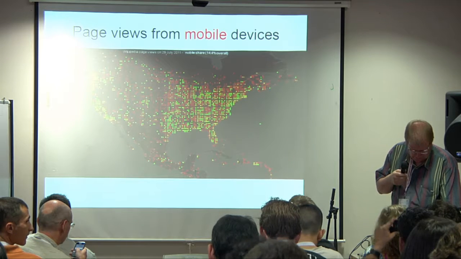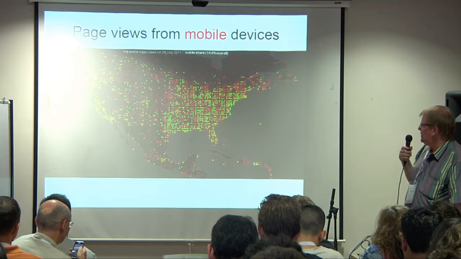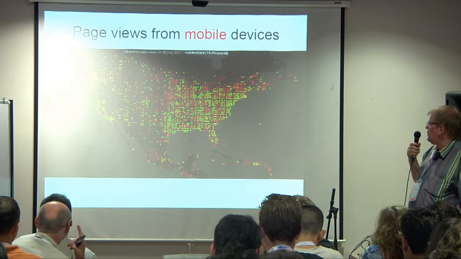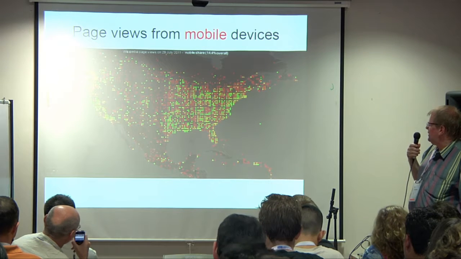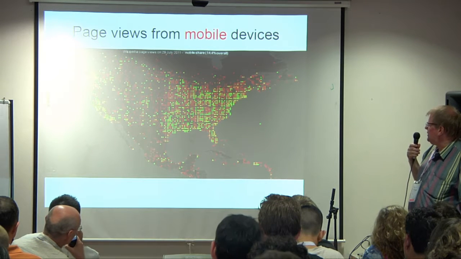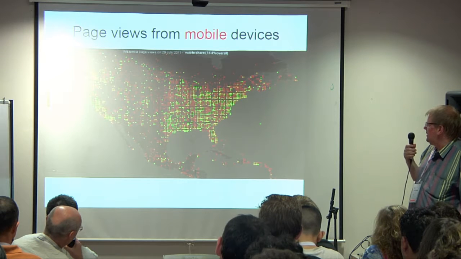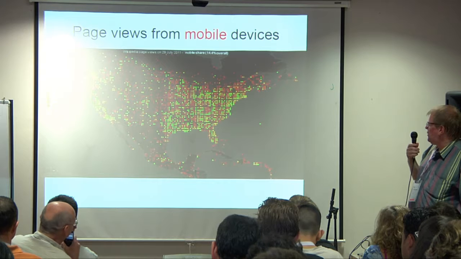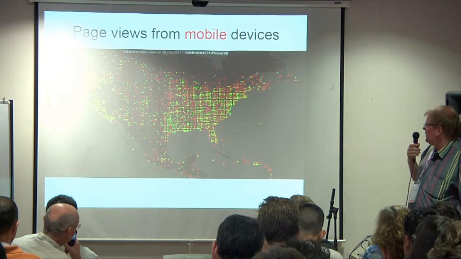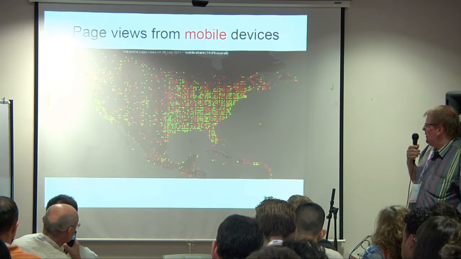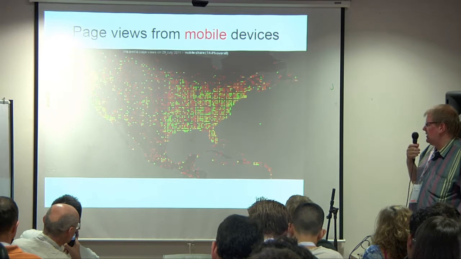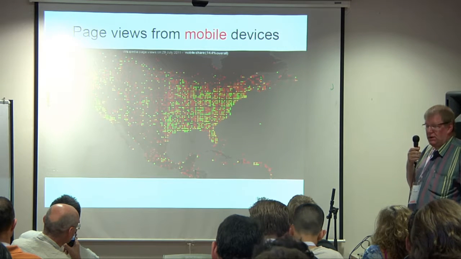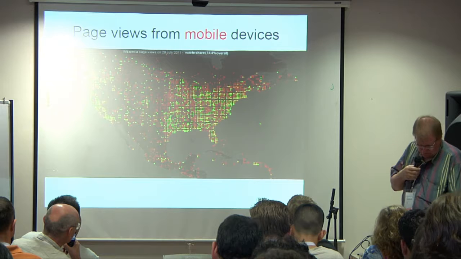Yes. So again, back to the page views for mobile. Here you see that the distribution is quite uneven even over the United States. There is a much higher proportion of mobile coming from the central US than from the coasts. I'm not sure, but might that have to do with landlines, which are not always available in the center?